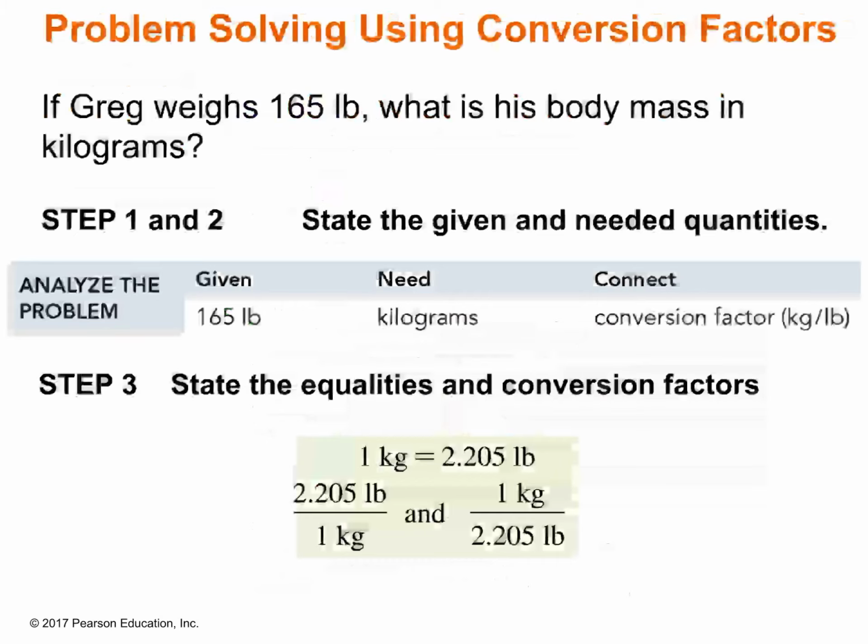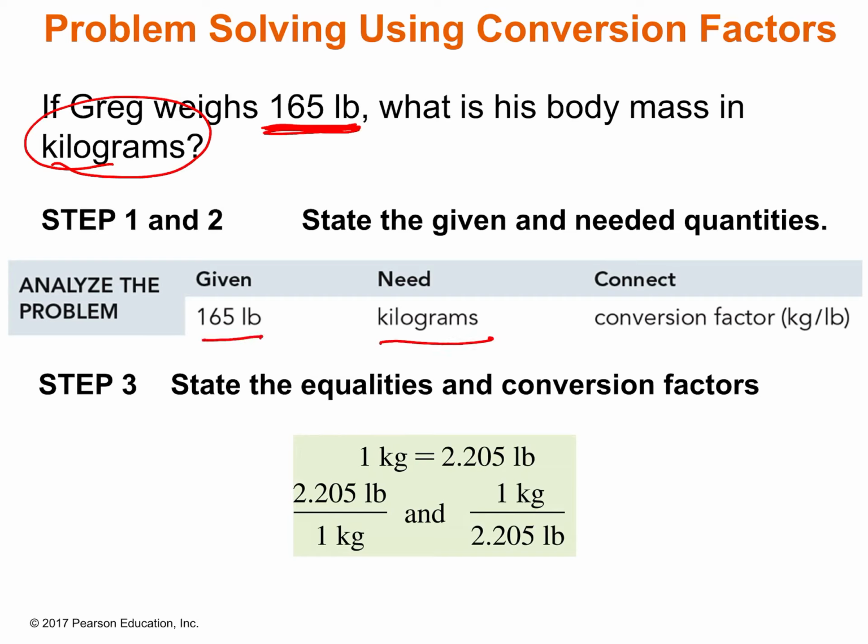So figure out what we're starting with. If you look at the problem, pretty much most of the time, whatever you're starting with is going to be the number in the problem. So here, 165 is the only number in that problem. That's what we're starting with, 165 pounds. And it wants to know what is the body mass in kilograms. So the whole point of this problem is to convert 165 pounds into kilograms.